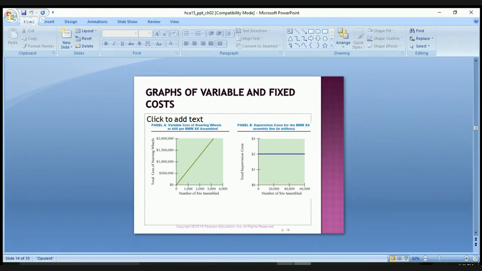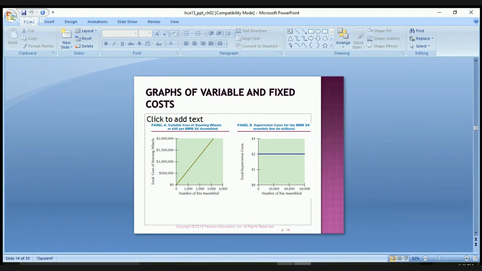So if you want to see it graphically, on the left we have the variable cost of steering wheels. You have to have a steering wheel inside a car, right? So basically they're telling us that each steering wheel is $60. So the line is always going to be going up from left to right. The more we assemble, the more cost is going to be involved.